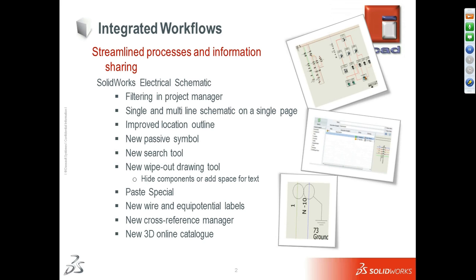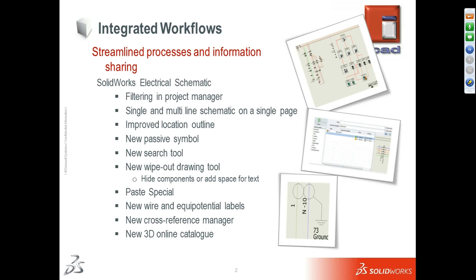For example, the moment you start up a project, there's a new filtering option inside your project manager. A single line and multi-line schematic can be done on a single page. You can cut and paste, and there's a different option. There's a much improved location and function outlines. There's a new type of symbol introduced called passive symbols, which do not have any electrical functionality, but represent things such as shields on the wire and a few other things where we don't need any electrical functionality.